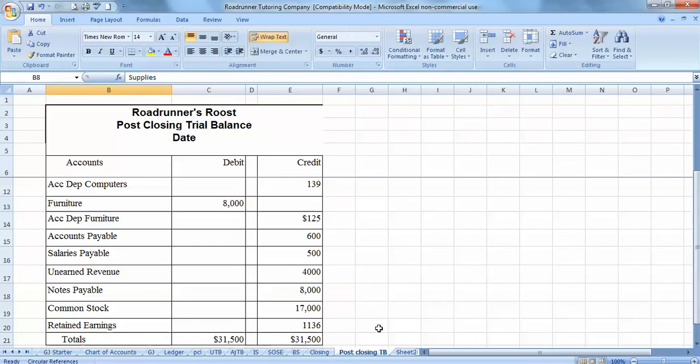We're going to be expanding from a service company into a company that sells inventory, and we will be talking about a multi-step income statement. We'll be talking about cost of goods sold, inventory accounts, and a lot of other interesting accounting issues.